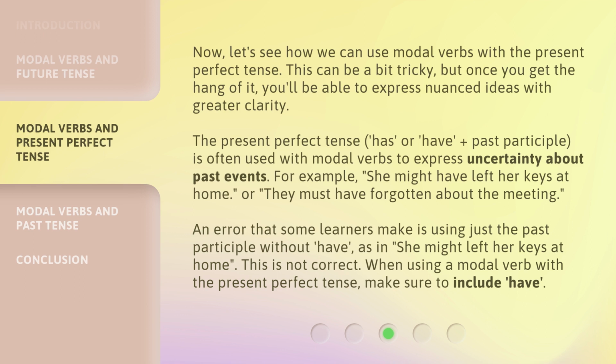An error that some learners make is using just the past participle without have, as in, she might left her keys at home. This is not correct. When using a modal verb with the present perfect tense, make sure to include have.